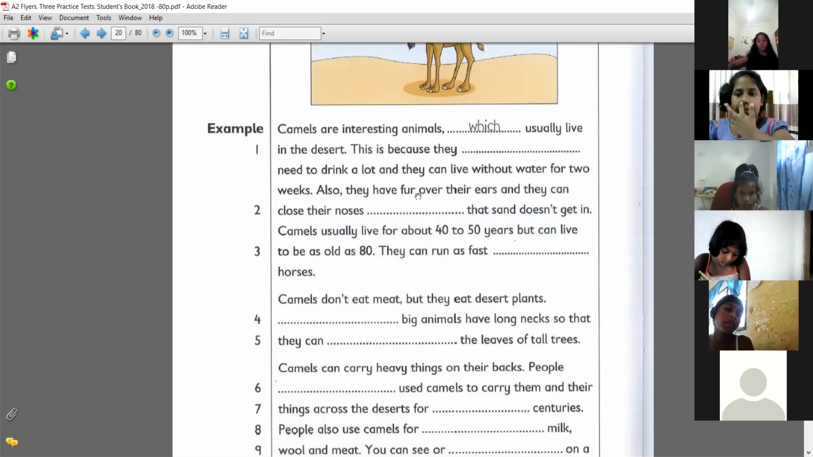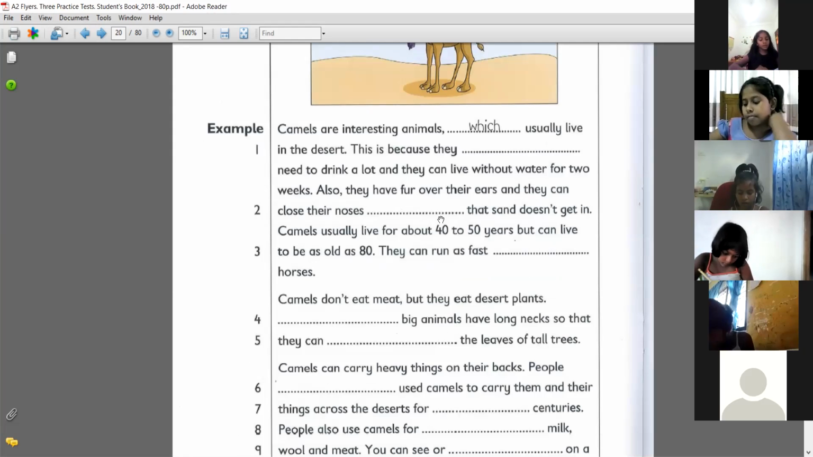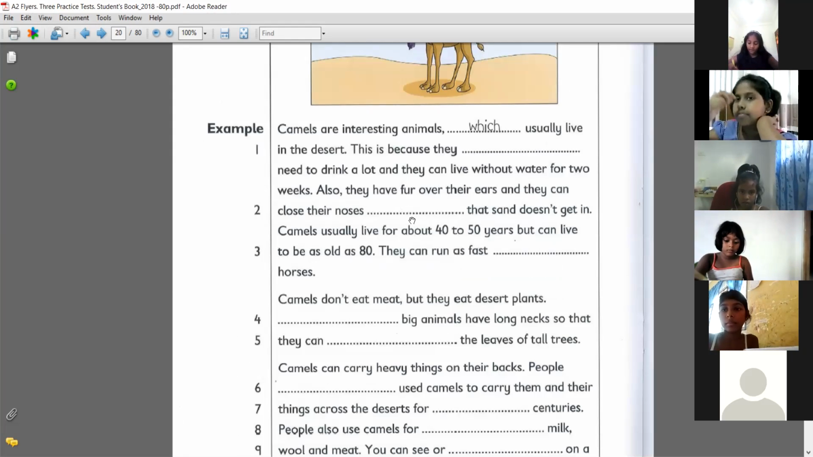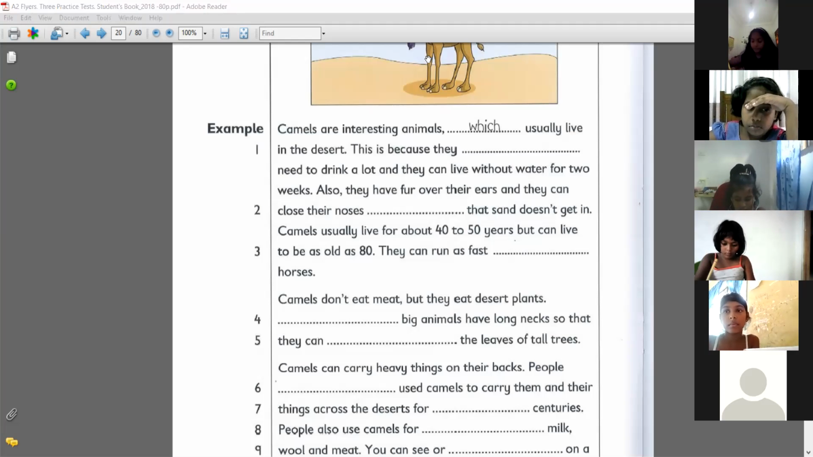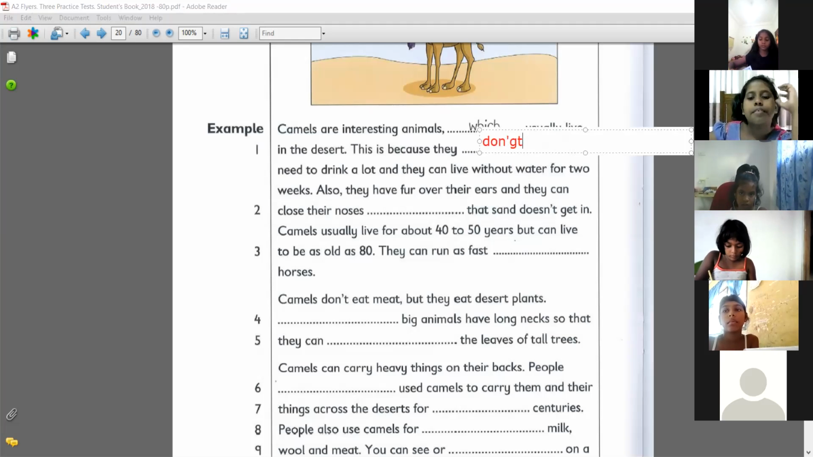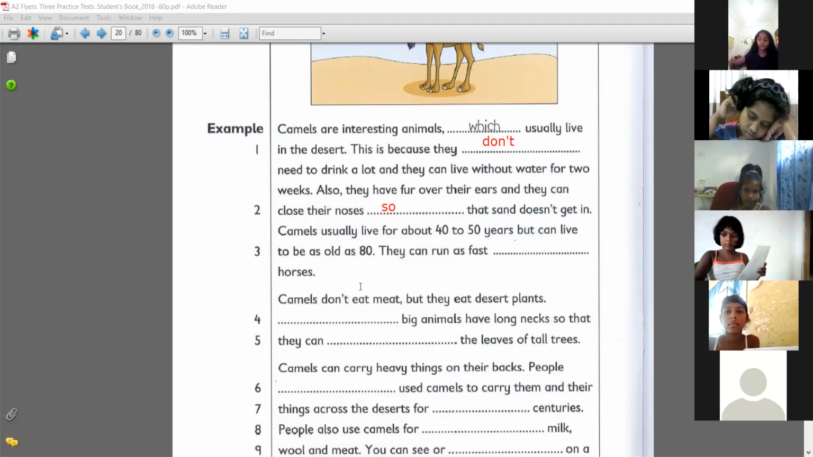Also, they have fur over their ears. They can close their noses so that sand doesn't get in. The first one is don't. The second one is so. Also, they have fur over their ears and they can close their noses, so that sand doesn't get in.